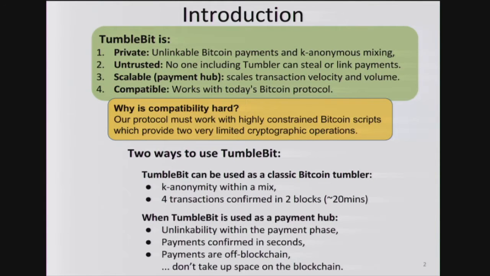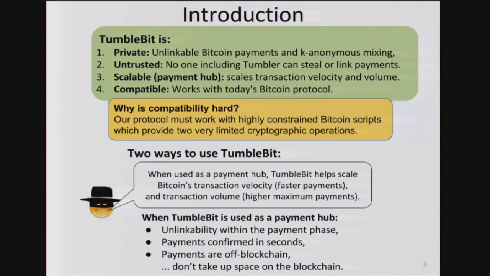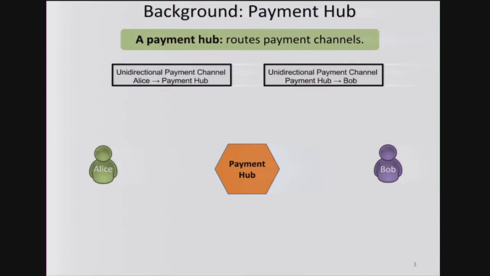And then we can use TumbleBit as a payment hub. This provides unlinkability within a payment phase, but payments are confirmed within seconds because they're off blockchain and they don't take up space, because we're going to be using unidirectional payment channels. Before I explain how TumbleBit works, I'm going to do a brief reminder of a unidirectional payment hub, and then I'm going to evolve that into TumbleBit.